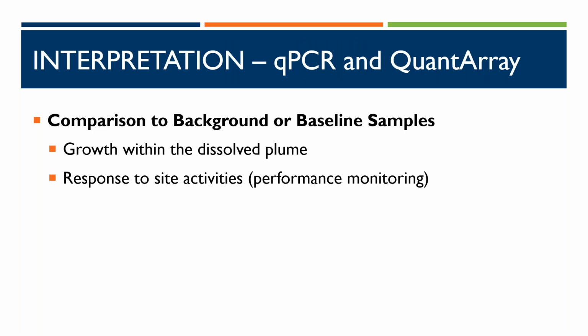And now I want to go over some specific strategies for interpreting qPCR and quantity data. The first is to highlight the benefits of having a background sample or a baseline sample, which can provide additional context to your site. For a background sample, I'm referring to a sample from an unimpacted area, so we can compare how the selective pressure of the contamination has impacted the microbial populations. Baseline samples are taken before a given treatment to understand the response of the microbial community to the activities taken at the site.